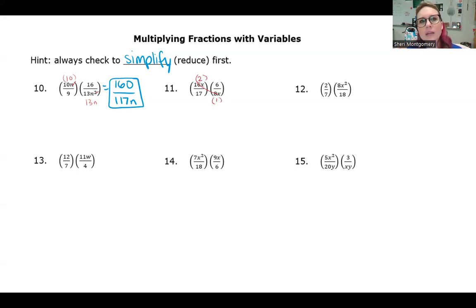And then the other way, 17 and 6, those don't reduce, but that's okay. I can multiply across now. 2 times 6 is 12. 17 times 1 is 17.